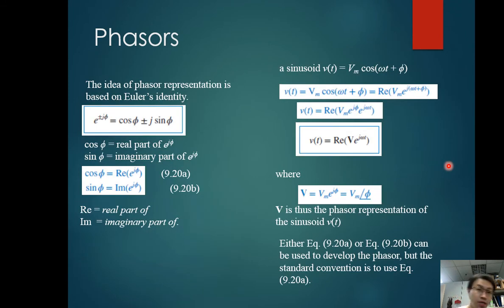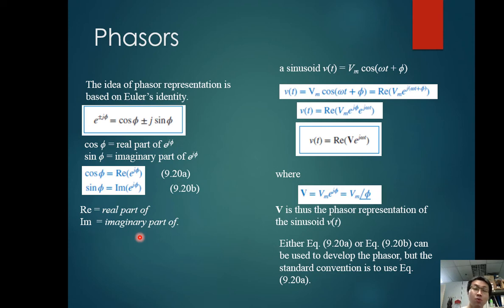So the phasor. The idea of the phasor representation is based on the Euler identities. So we have exponential of plus minus j phi. We also can represent it as cos phi plus minus j sin phi. Cos theta equals the real part of exponential j phi. Sin theta equals the imaginary part of exponential j phi. And then it can be written like this, or we write Re as real part of, Im as imaginary part of. So no worry, this is just an introduction for you.